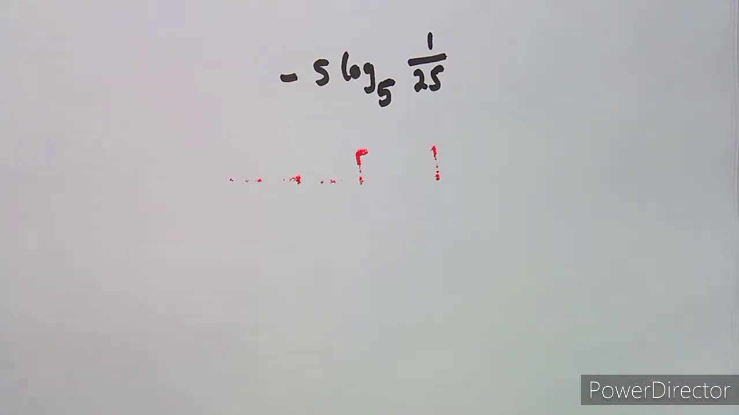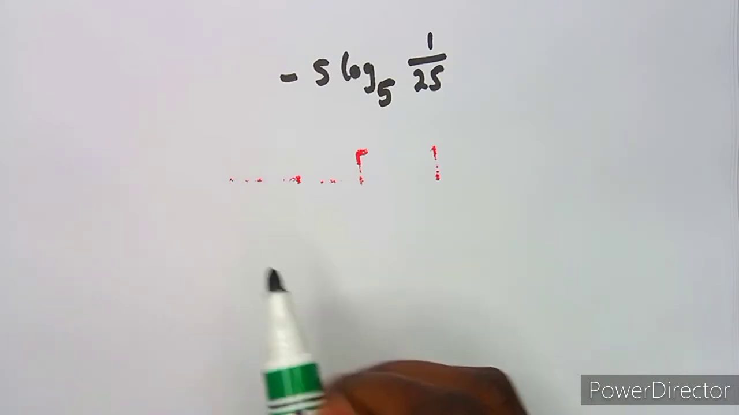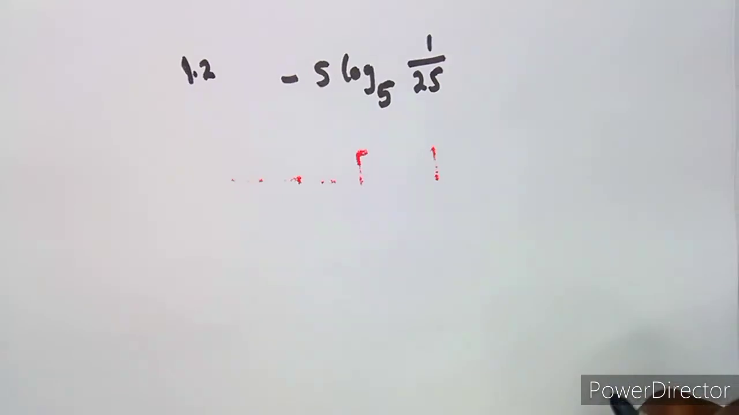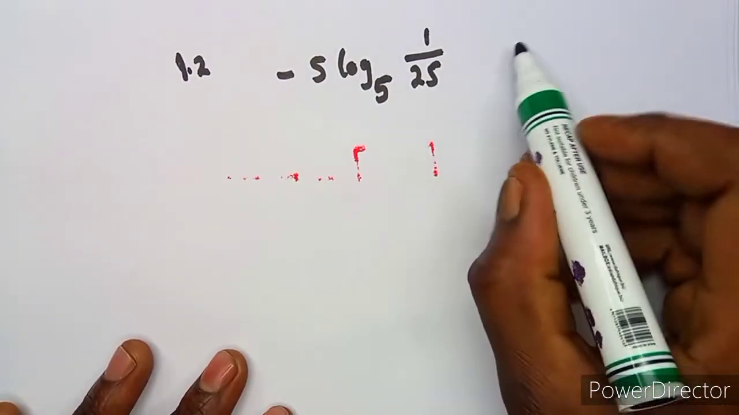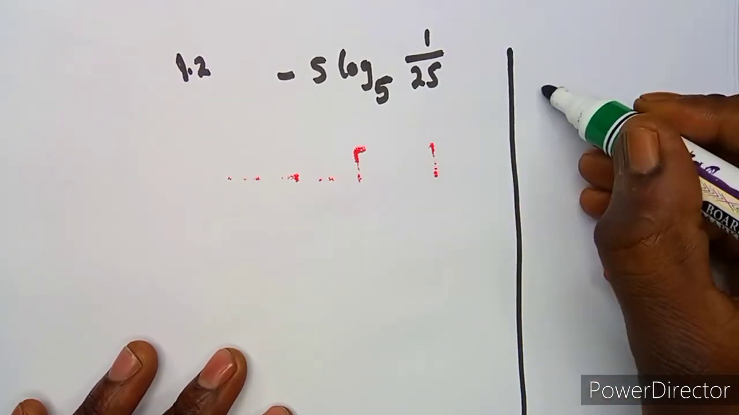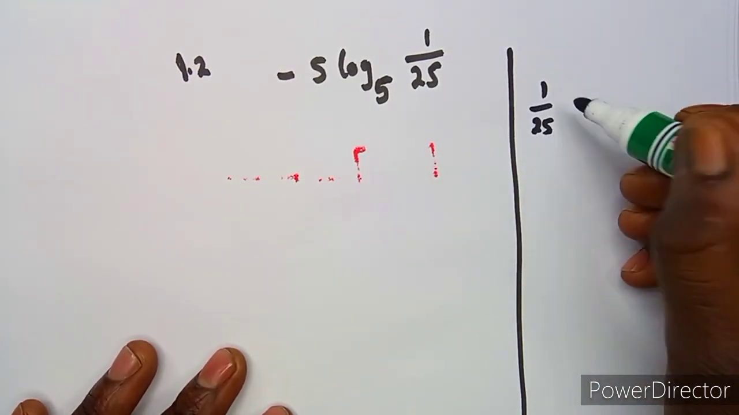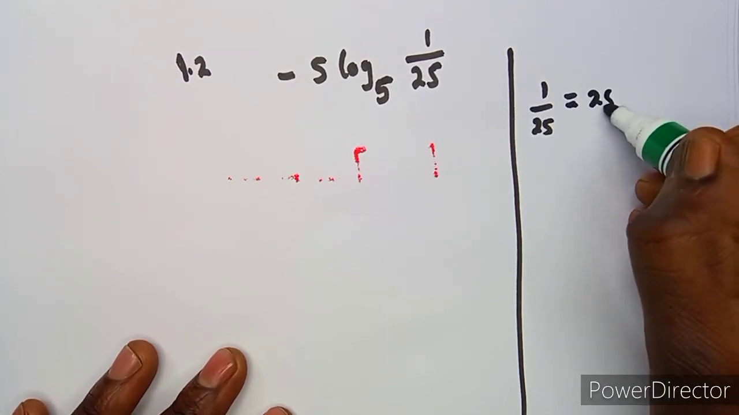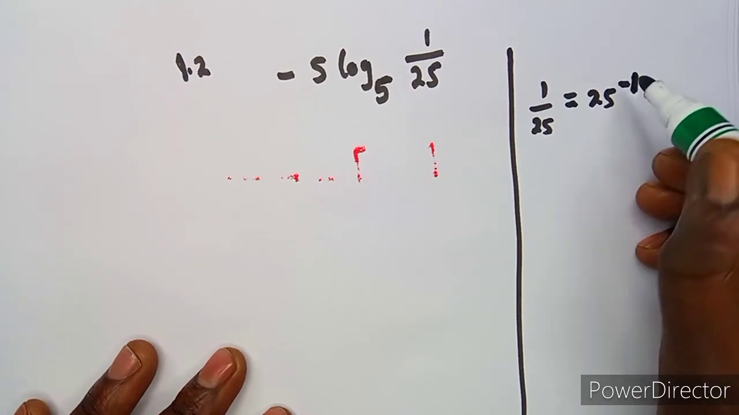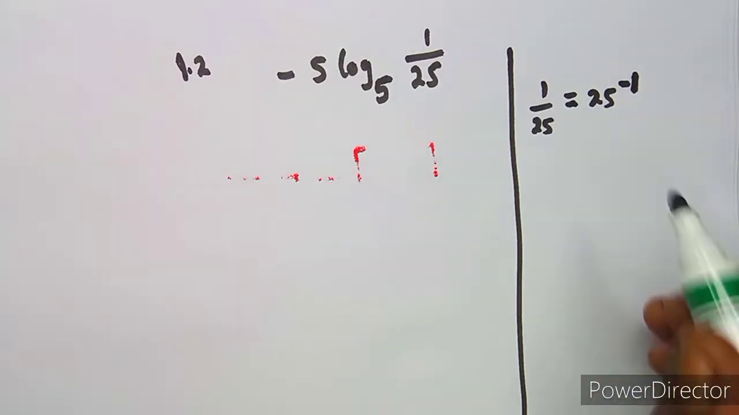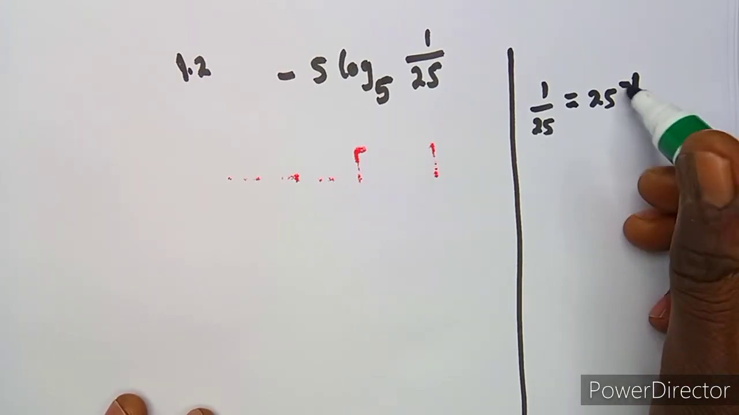There are so many ways actually of answering this question. Let's start with the fraction first. 1 over 25, like this. We know that from our laws of exponents, it's the same as 25 to the exponent of negative 1. Take note, logarithms and exponents work hand in hand, they work together. So this is the same as 25 to the exponent of negative 1.